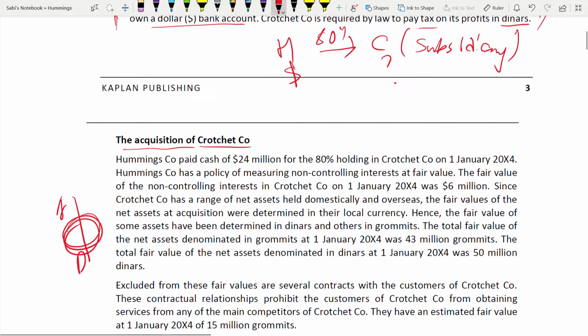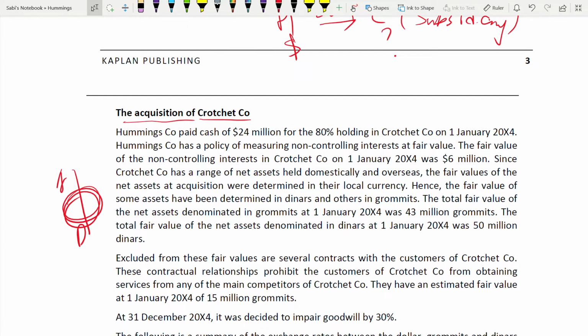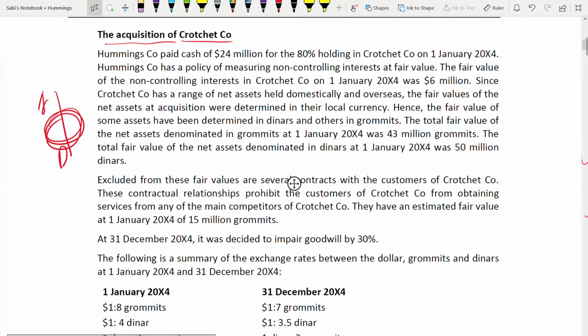Okay. Now, acquisition. If you have been doing multiple questions, many questions, you know in your subconscious mind that they will mention the NCI, fair value of net assets, the consideration, maybe some additional consideration, and in this case they will give you the exchange rate in dollars, and maybe the impairment of goodwill also. So now I know what the format is, what things they could give.